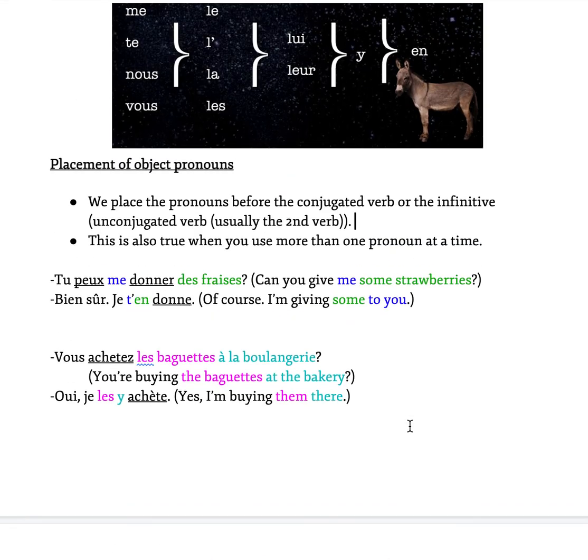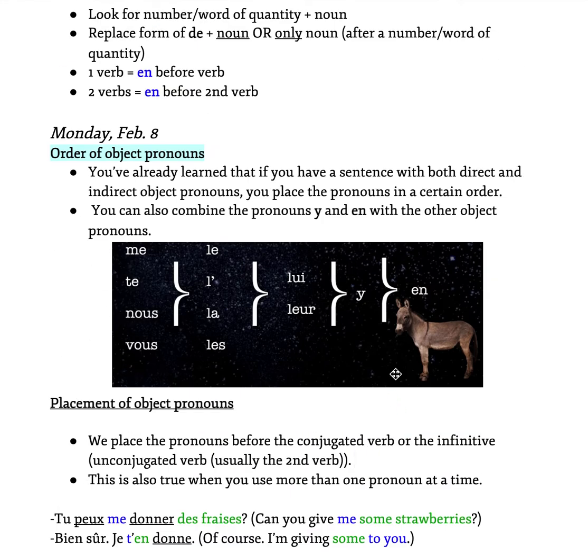Okay, that's it. So the main thing to remember is that they have to go in this special order. So it's always me, te, nous, vous, then le, l', la, les, then lui, leur, then you can use y, and then en. You can also think of it as you learned this set first, me, te, nous, vous, le, la, les. You learned those first, so those come first. Then the second thing you learned was me, te, nous, vous and lui, leur. Then you learned how to use y, and then last you learned how to use en, so you can think of it that way too. Okay, c'est tout.